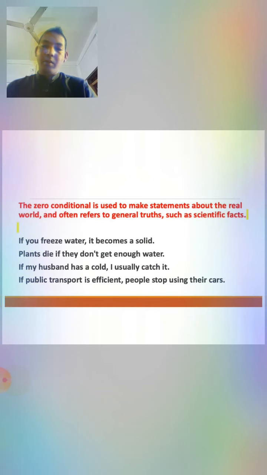Go forward, and here the zero conditional is used to make statements about the real world, and often refers to general truths such as scientific facts. So look at the examples. If you freeze water, it becomes a solid. Plants die if they don't get enough water. If my husband has a cold, I usually catch it. If public transport is efficient, people stop using their cars. So if you look carefully, all of these sentences are statements about the real world and general truths, and also scientific facts.